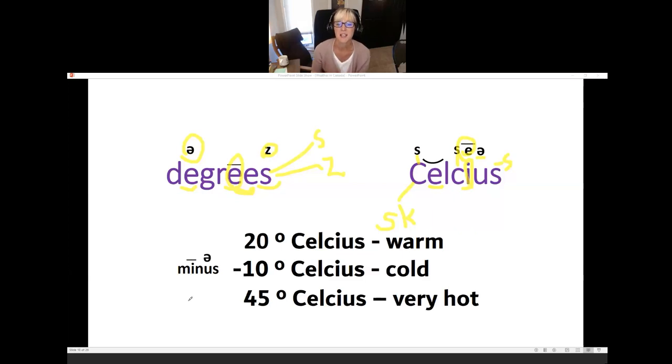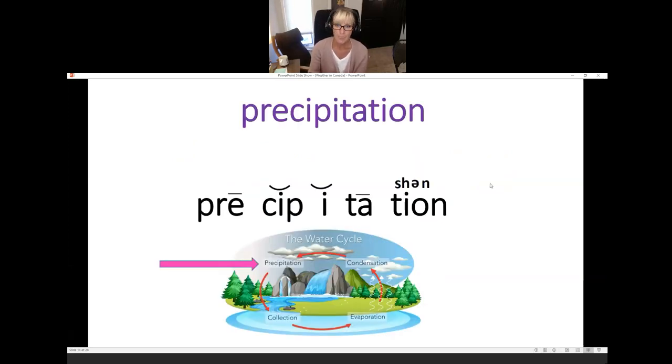20 degrees Celsius, that's warm. Minus 10 degrees Celsius, it's cold. Plus 45 degrees Celsius, very hot. Degrees Celsius is how we talk about the temperatures. So, part one of climate is temperature.